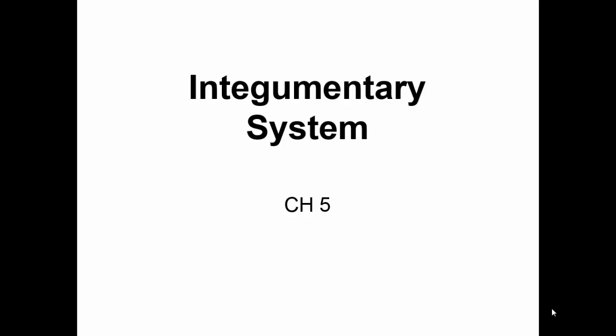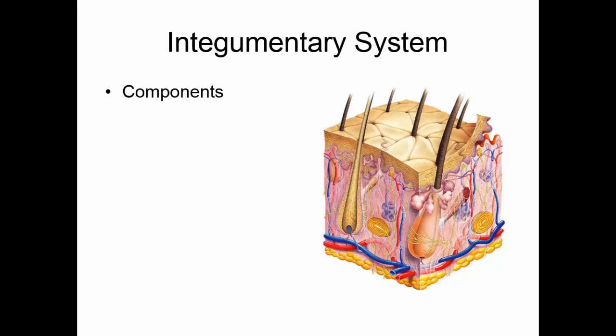The first system we're going to discuss is the integumentary system. The integumentary system is the skin and its derivatives. That would be the hair, the nails, and the various glands found in the skin. The skin, you'll remember, is your cutaneous membrane. It makes up about 7% of your body weight, and it's anywhere from 1.5 to 4 millimeters thick.